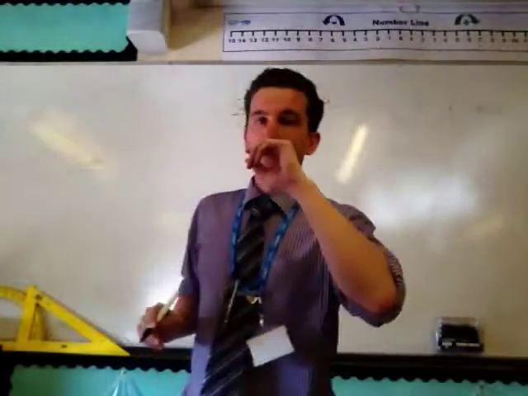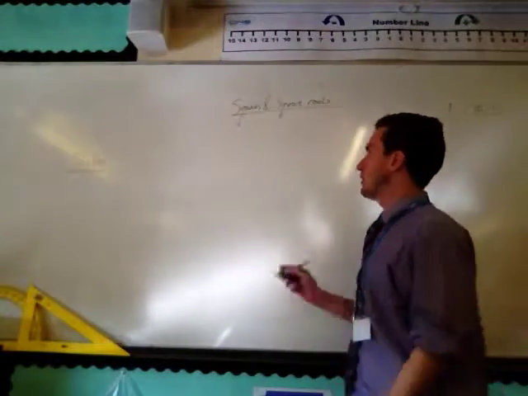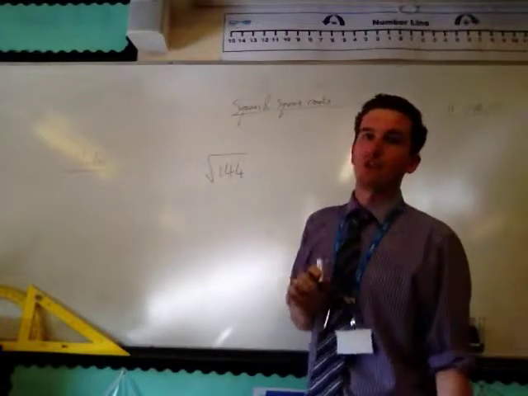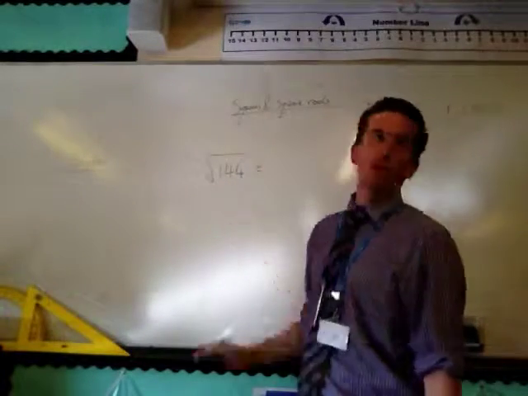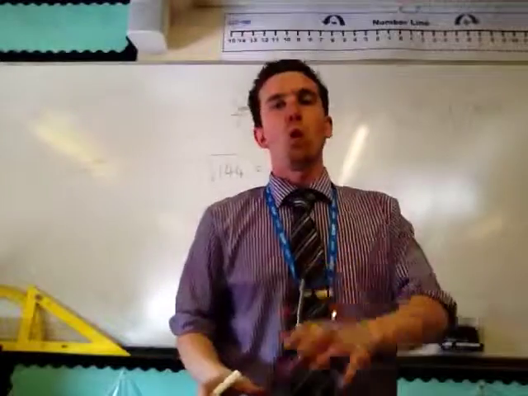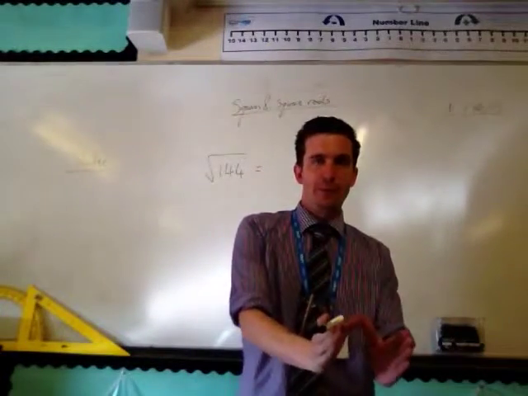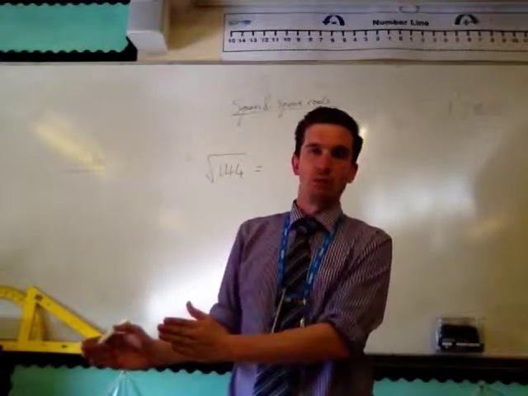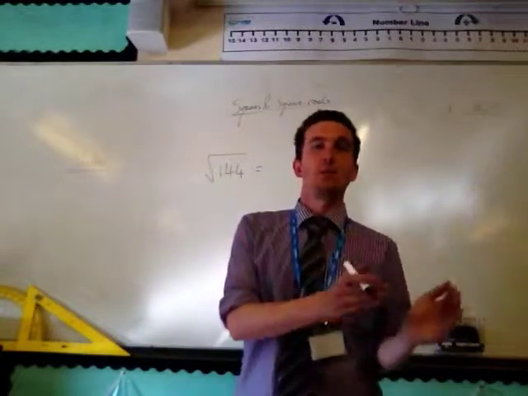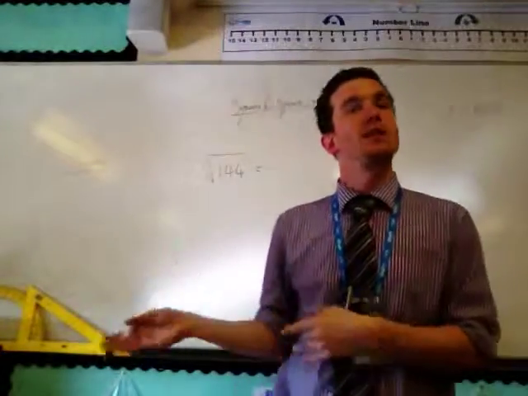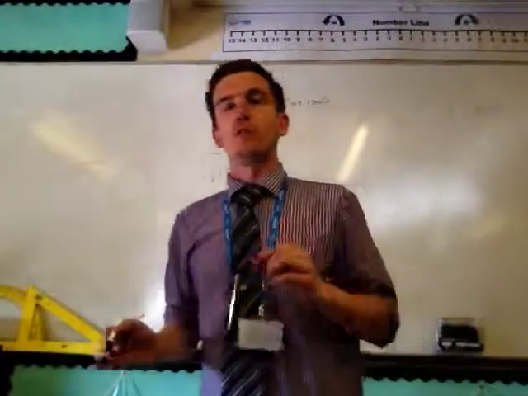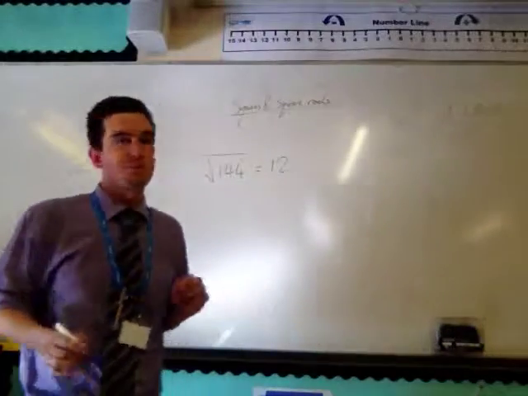So, square rooting, just before we talk about the calculator. If I ask for the square root of 144, that is a square root sign. The square root of 144, that means what number did I start with, and I times it by itself to get 144. Well, in this case, I started with 12, because 12 times 12 is 144. So the square root of 144 is 12.